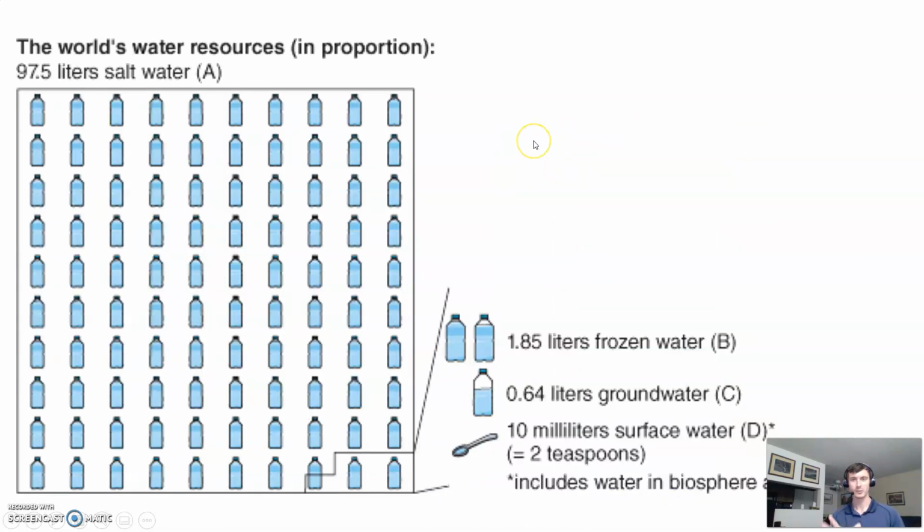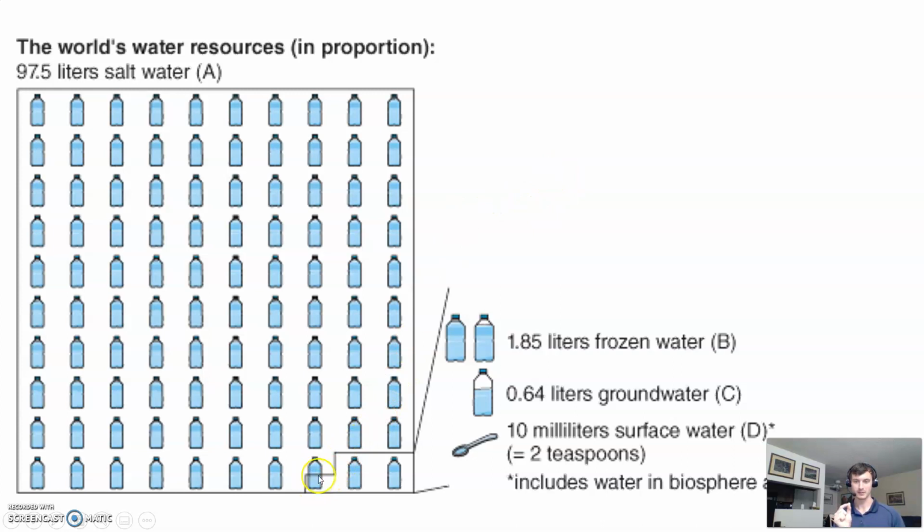So just another way to illustrate this or to look at it, if this is the Earth's water over here, 97.5 liters out of our 100 liters here would be salt water. And a liter, you could think of being about the size of a regular water bottle. That's about a liter of water, roughly. So 97.5 liters, if this is all the water on Earth, would be salt water, which is, for the most part, unusable, or at the very least, very, very difficult for us to use.